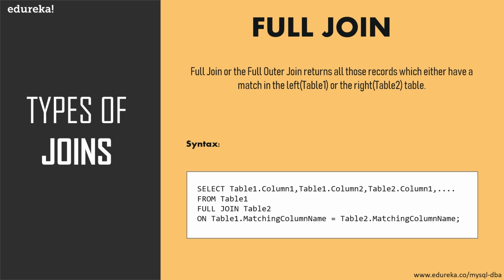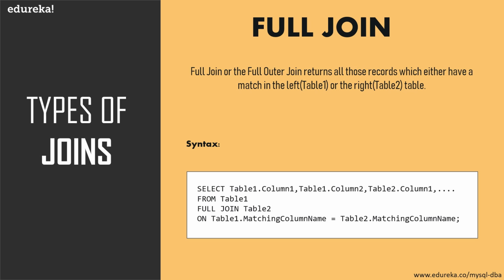So basically, if you consider table A and table B and you apply full join on both these tables, then it will return all those records which either have the matching value in table A or in table B. Now the syntax for full join is really simple. It's again the same as the other three joins, but you just have to mention the word full join.